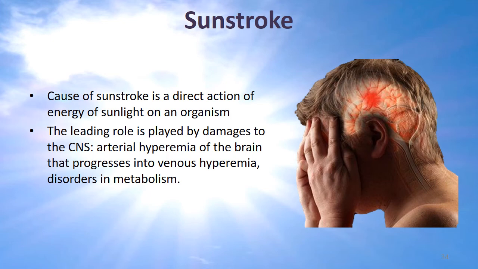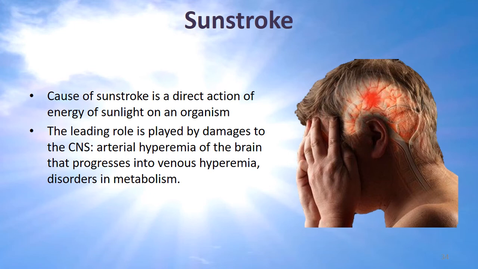Sunstroke. Cause of sunstroke is a direct action of energy of sunlight on an organism. The leading role is played by damages to the CNS, arterial hyperemia of the brain that progresses into venous hyperemia, disorders in metabolism. The factors of arterial hyperemia of the brain are increase in the brain temperature under action of the infrared spectrum of the sunlight, and in biologically active substances produced directly in the brain tissues, kinin, adenosine, acetylcholine.